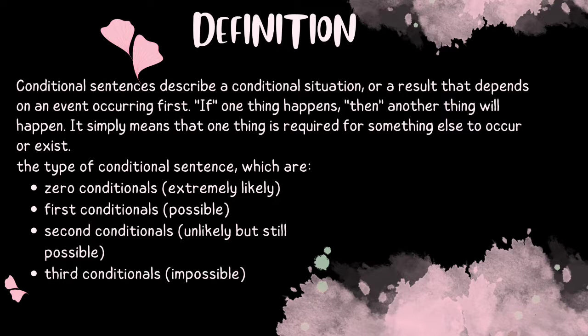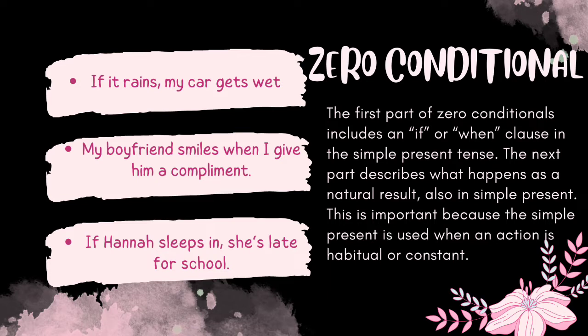The types of conditional sentences are: zero conditional, extremely likely; first conditional, possible; second conditional, unlikely but still possible; and then the last is third conditional, impossible. So now we go to the zero conditional.